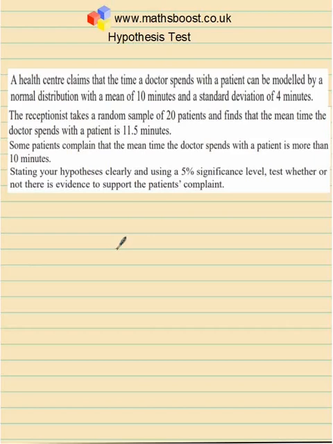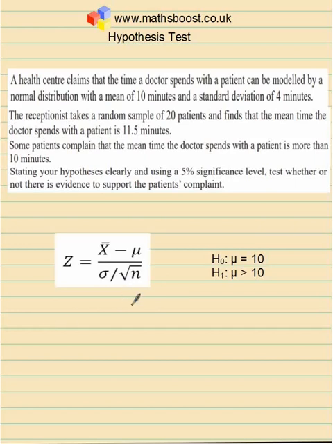This question mentions the sample mean, 11.5 minutes. And if that wasn't enough, it also mentions the number taken in the sample, 20. So as far as Edexcel A level is concerned, it couldn't be clearer that it's a hypothesis test involving mu, the population mean, and we're going to be using this formula.